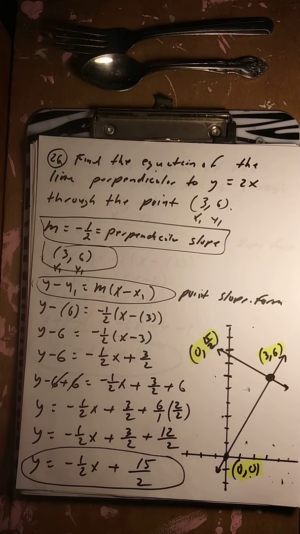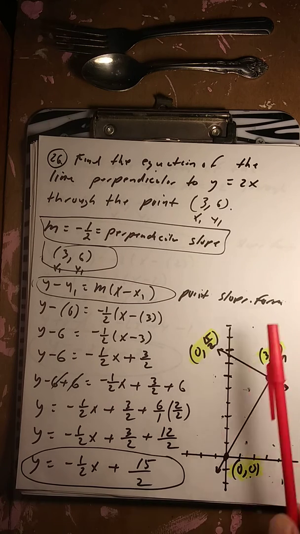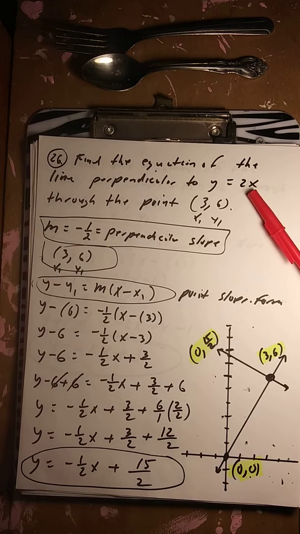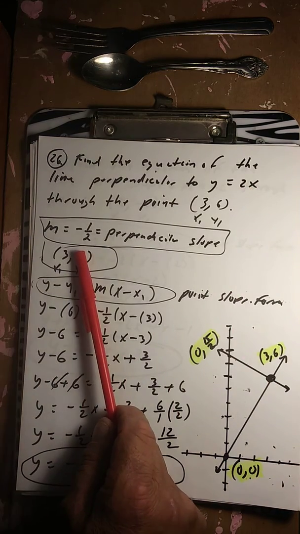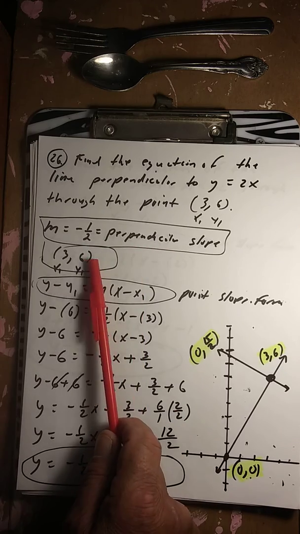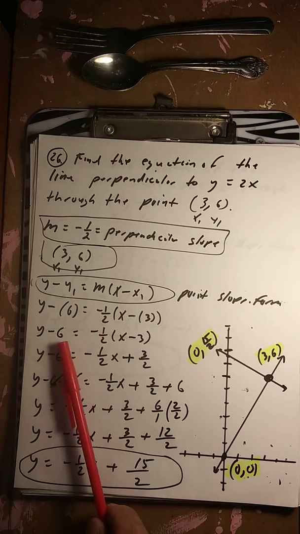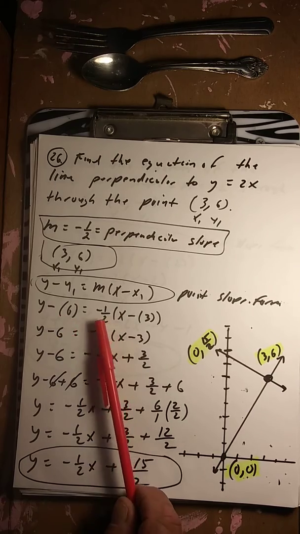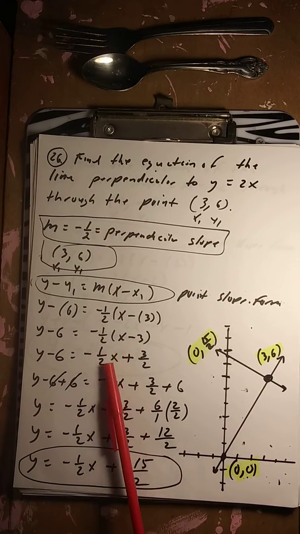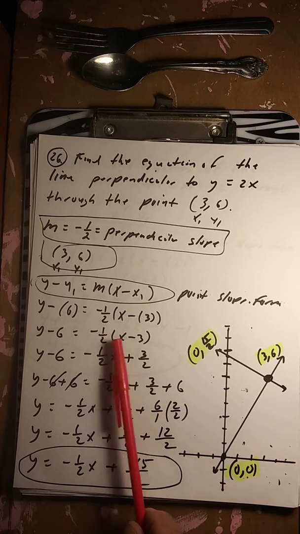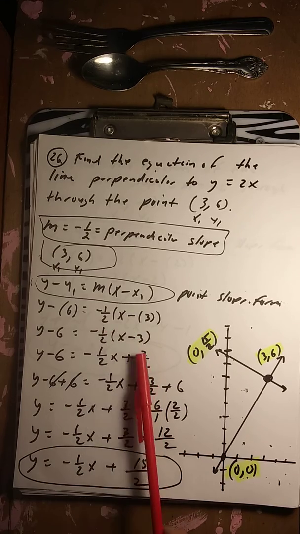Find the equation on line perpendicular to y equals 2x. Perpendicular means you get the reciprocal of this and change the sign. So it's a positive 2, so now it's going to be a negative 1/2 is perpendicular slope. You have a slope and you have a point. Point slope formula again. Put the numbers in. So we have negative of 6 is that. Negative 1/2 times this is going to be negative 1/2 x. Negative 1/2 times 3 is going to be negative 3/2. Negative is positive. Right there.